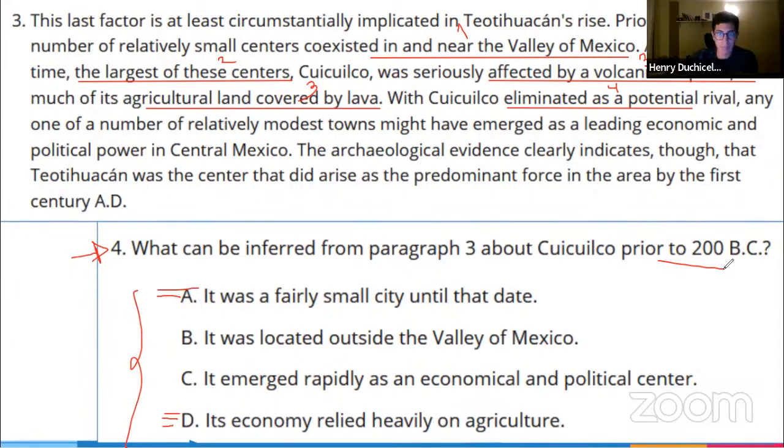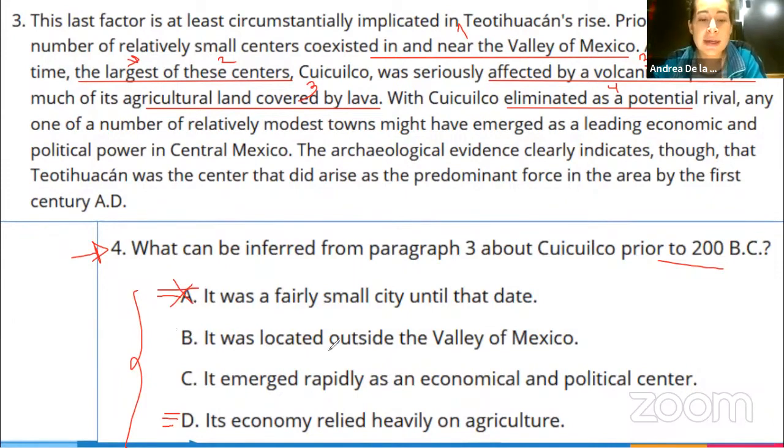No, right? We don't. Actually, the opposite is going on. We know that prior to 200 BC, they were the largest of those centers. And then they were eliminated as a rival. So actually the other way around, the other thing happened, the opposite of what option A says. It was a fairly large city until that date. That would be a correct thing to say. Option A cannot be the one. We don't have evidence for that. We have evidence for the opposite.